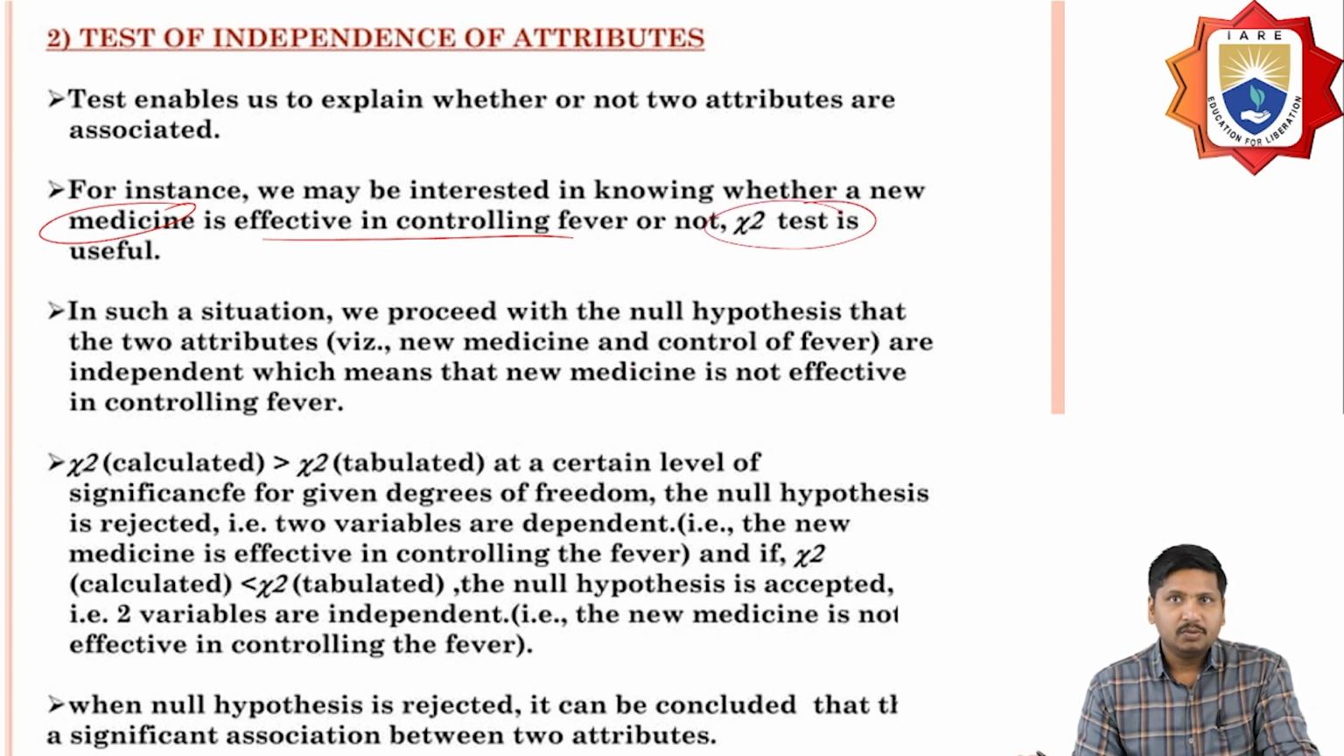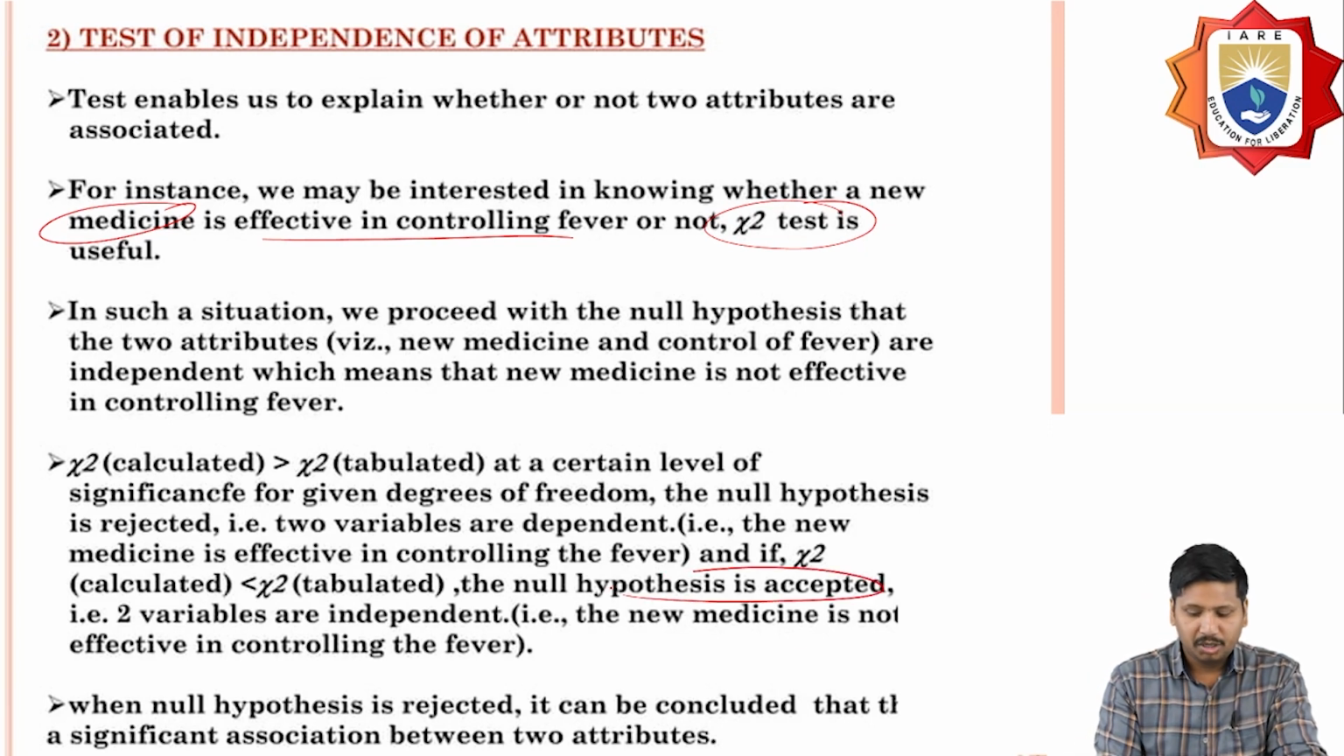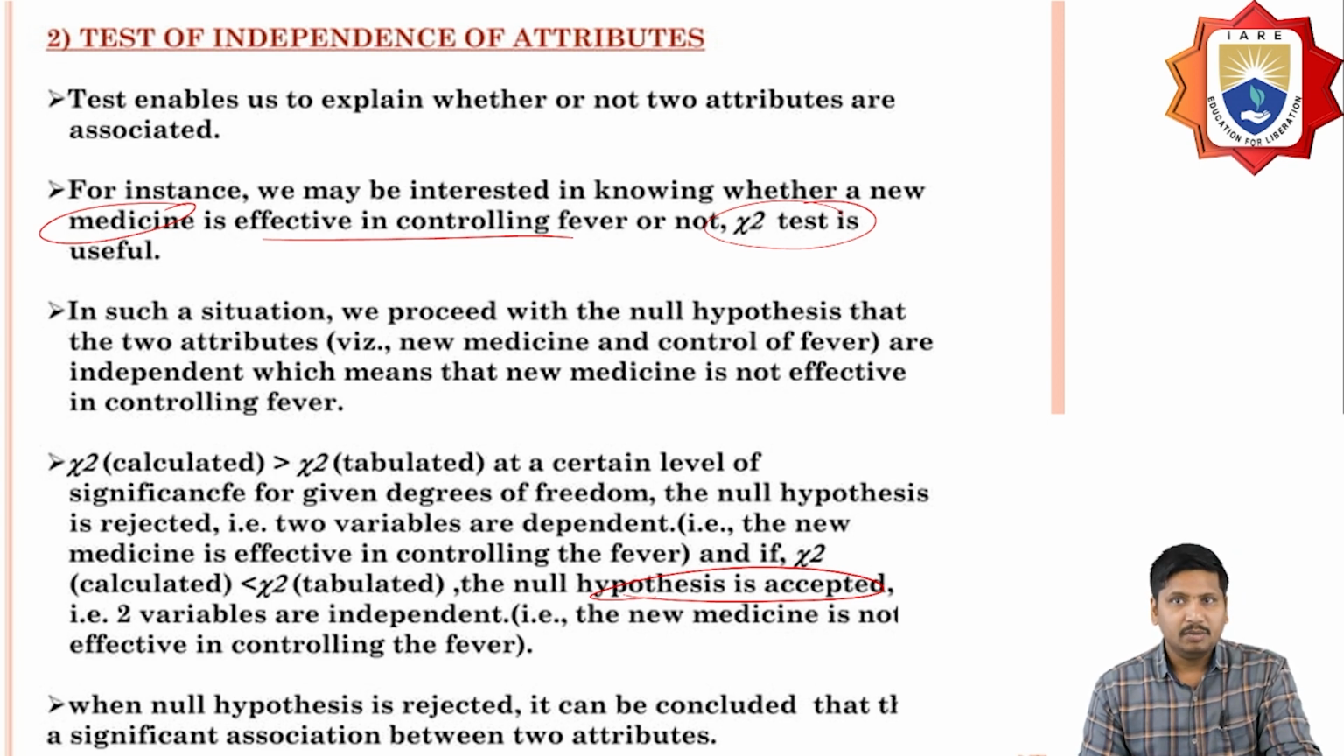In such a situation, we must proceed with the null hypothesis that the two attributes, the new medicine and control of fever, are independent, which means that the new medicine is not effective in controlling the fever. Then if the chi-square calculated is greater than the chi-square tabulated at the given level of significance and degrees of freedom, the null hypothesis is going to be rejected. That means the two variables are said to be dependent. And if the chi-square calculated is less than the chi-square tabulated, the null hypothesis is going to be accepted. That means the two variables are independent, and the new medicine is not effective in controlling the fever.